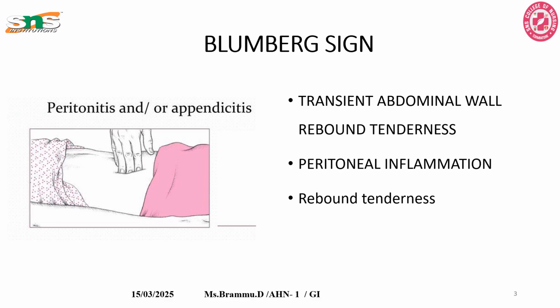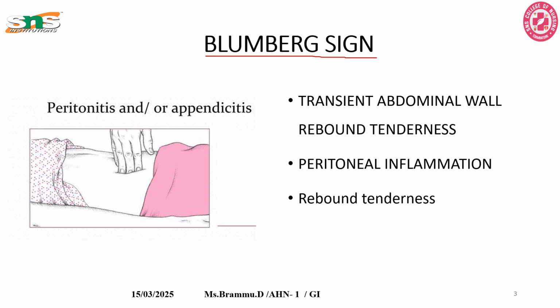The next sign which you can see in this picture is called the Blumberg sign. This sign is transient in the abdominal wall, and we call this rebound tenderness, and it is mostly due to appendicitis as well as in cases of perforated peritonitis.